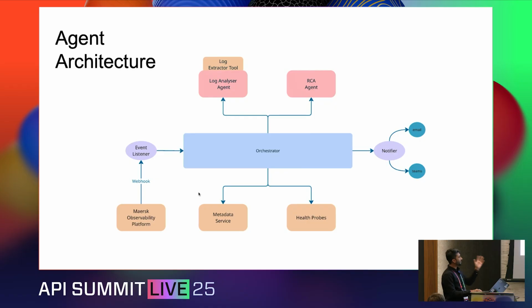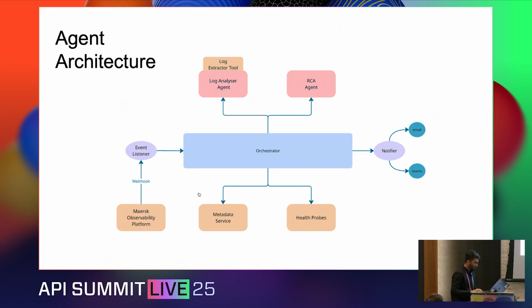This is the architecture. It is pretty simple and self-explanatory. We have an event listener, which is a webhook path, which listens to our observability platform. Once an event is triggered, we have an orchestrator function, which orchestrates 2 different agents and has functions to talk to the metadata service and health probes. Gathering these 2 data points, it orchestrates 2 different agents. One of the agents has a function, a log extractor tool, which talks to our monitoring platform to fetch logs. And once all of these are done, it has a notifier, which publishes the notification over Teams right now.